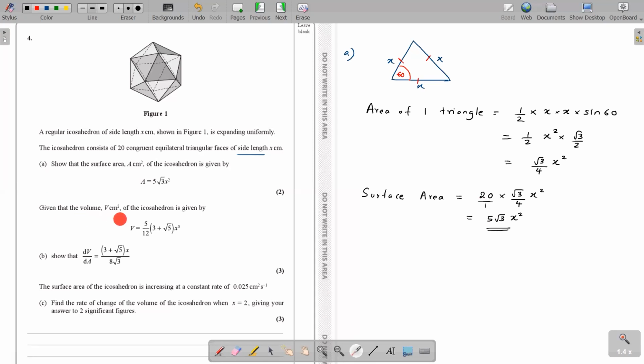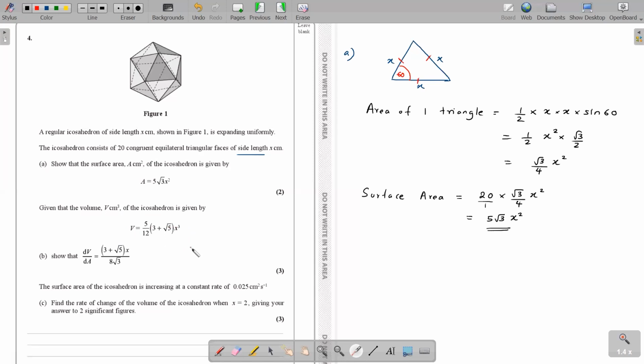Given that the volume V cubic centimeters of the icosahedron is given by V equals 5 over 12 times (3 plus root 5) x cube, show that dV by dA is this equation. The first thing is, the volume equation is given to us. Are we trying to prove this volume equation? No, read the question and see what you need to prove. This equation is given to you and you are allowed to use it.